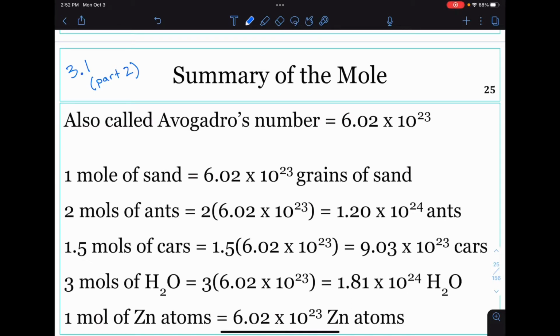In this video, we continue our discussion of the mole, which is also called Avogadro's number and is equal to 6.02 times 10 to the 23. This is a huge number, and it isn't very practical to use, as we could never count this many in one lifetime. So we need to relate this huge number to mass, so that we can just weigh our substances instead of counting the atoms or molecules.